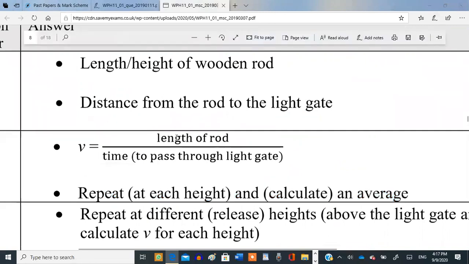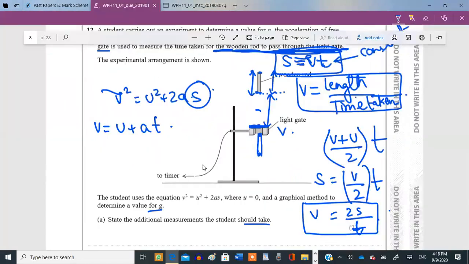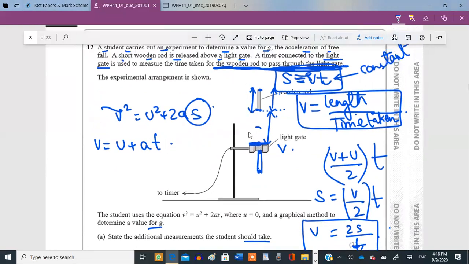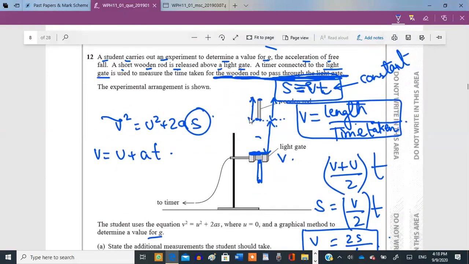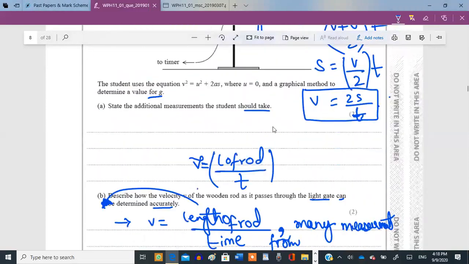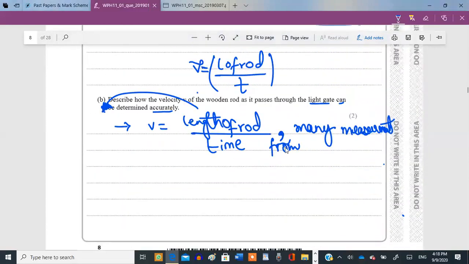So the height needs to stay constant for the speed to stay constant at that particular point over here. If you want the same speed to be measured over here, this height should be the same. It shouldn't change. So many measurements for each height means from the same height, and then take the mean.